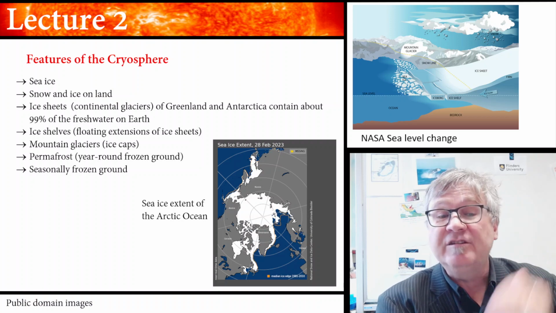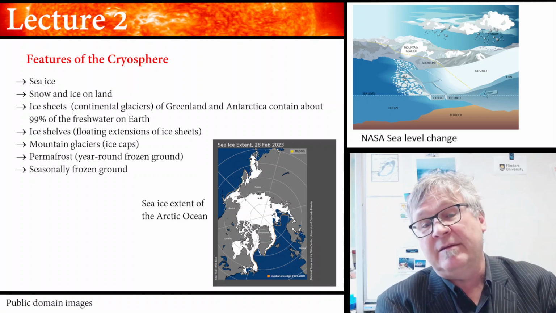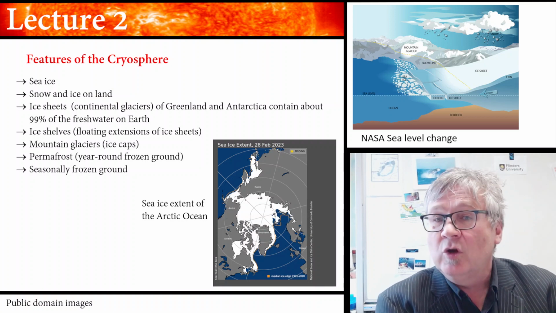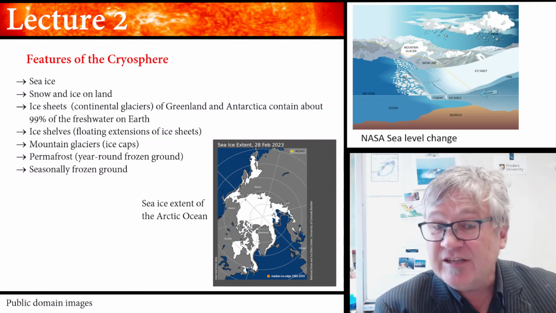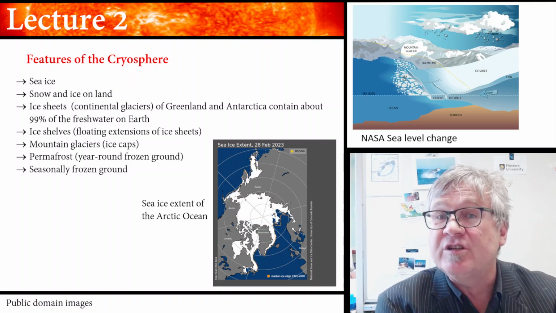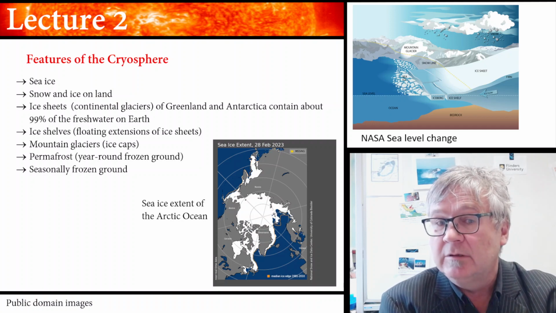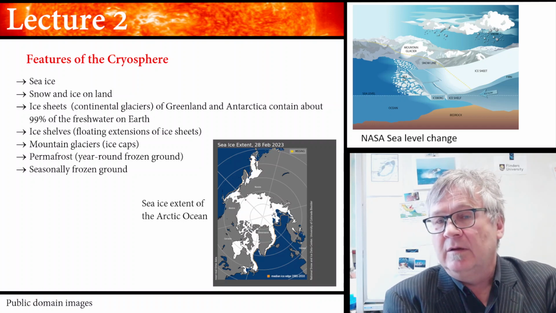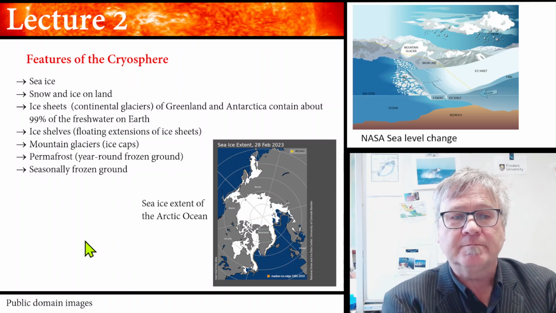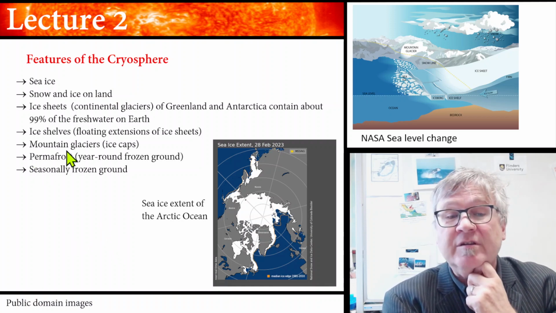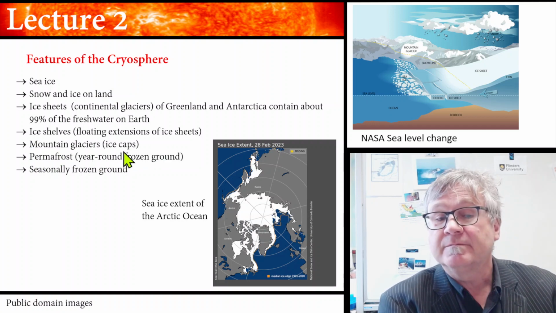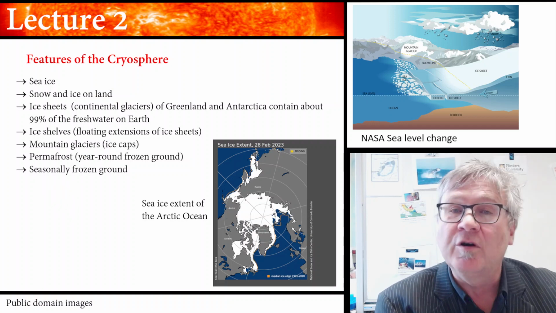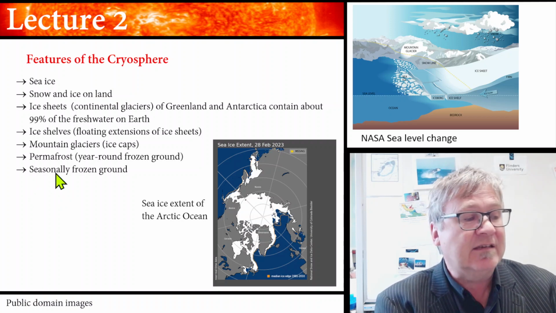And on continents we have ice sheets, the large ice sheets of Greenland and Antarctica that contain about 99% of the fresh water on Earth. We have ice shelves, and these are floating extensions of ice sheets. They can also melt in the ocean, like sea ice can melt. And ice sheets can melt if they come into contact with relatively warm seawater. We have ice in mountain glaciers and ice caps. And then we have ice in frozen ground, either year-round frozen ground, which is called permafrost, or ice in seasonal frozen ground.